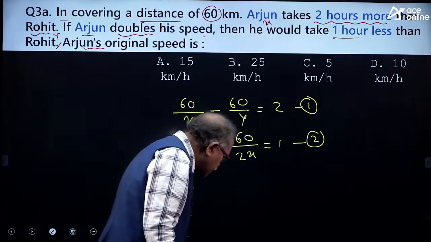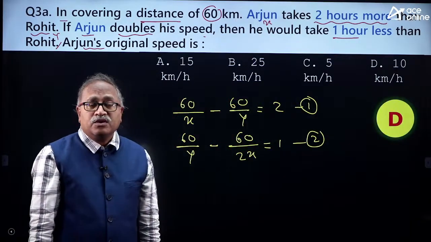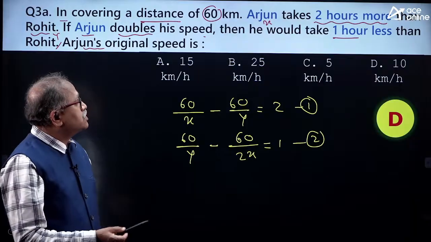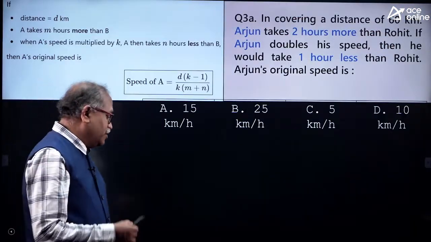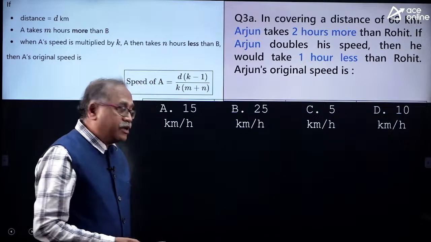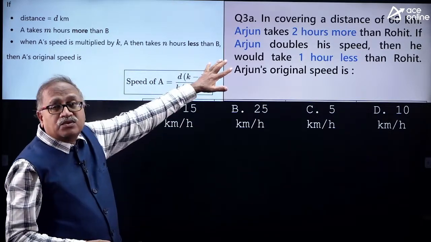Aman has said 10. Is he right? Option D, 10. Here you answer these questions so simply. I am surprised what kind of formulas you are applying, Aman. So here look at this one. This is what the question is.